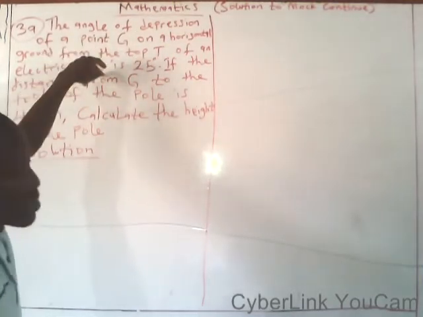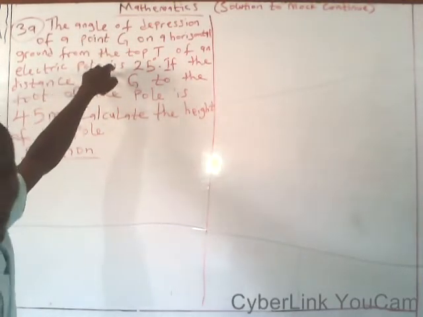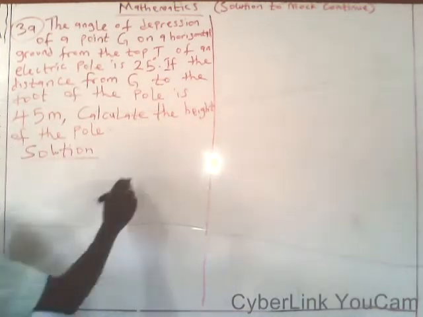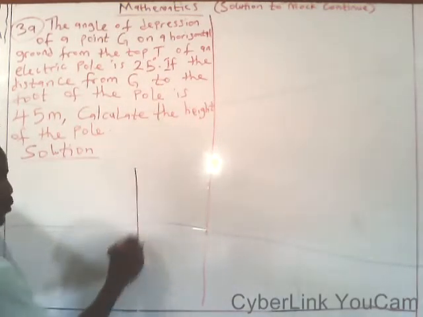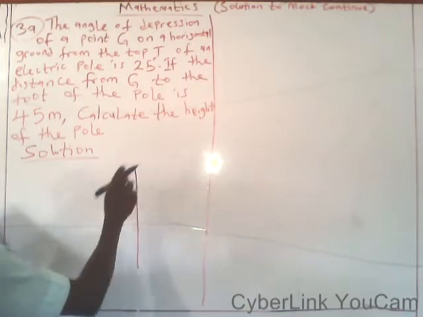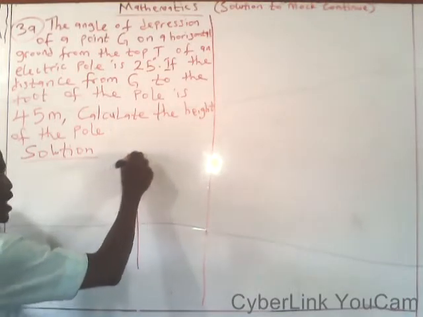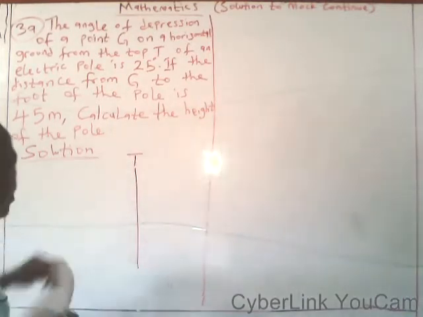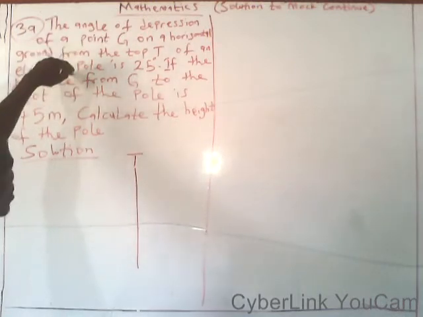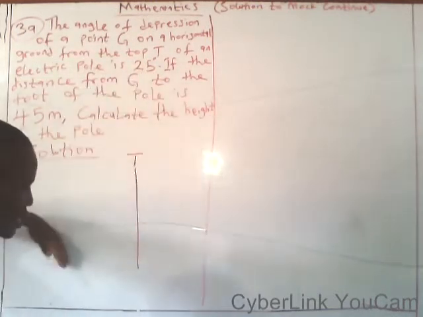The angle of depression of a point G on a horizontal ground from the top T of an electric pole. That means we have an electric pole. Let us assume that this is the electric pole. The top of this electric pole is being tagged capital letter T. They now say the angle of depression is 25 degrees to the ground.